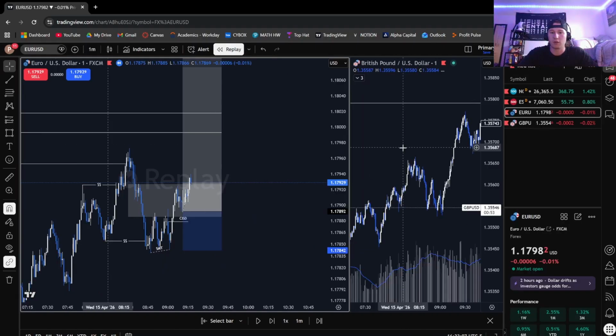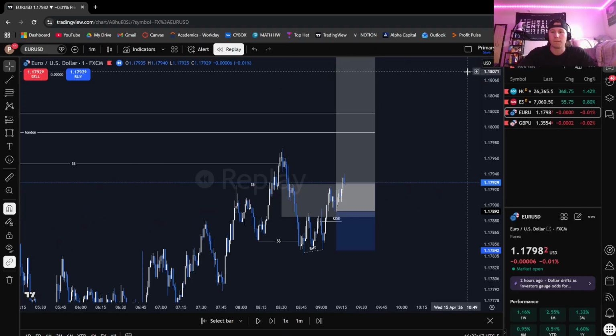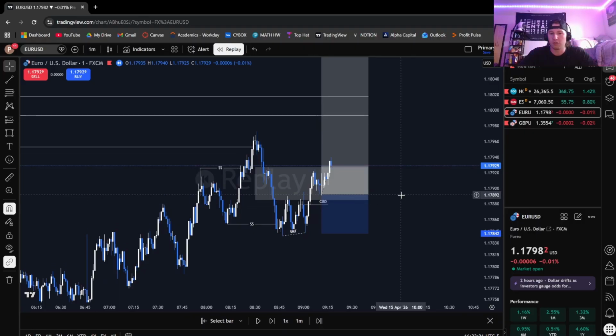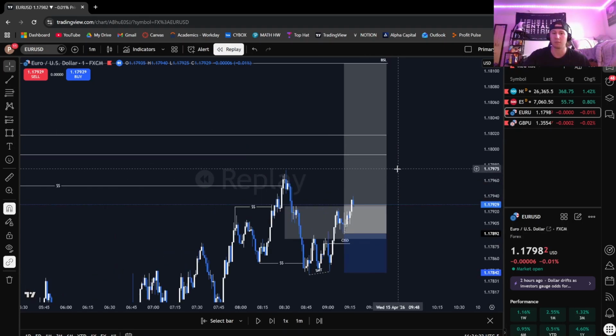So if we go here and we go back to GU, you can see that these highs got swept right about here, and Euro was still lagging. So I was a little bit hesitant to move my stop back to break even, just because I didn't know if price wanted to come down, if it wanted to go up. But I honestly had a feeling that Euro was going to play catch up, and possibly even beat out GU.